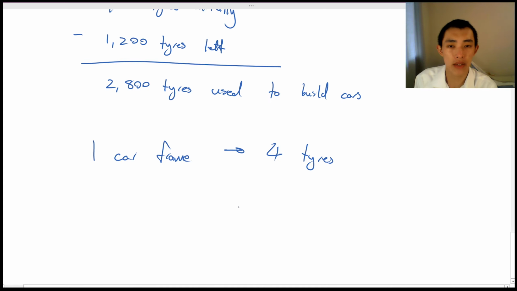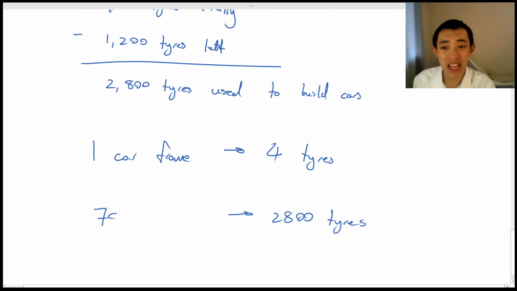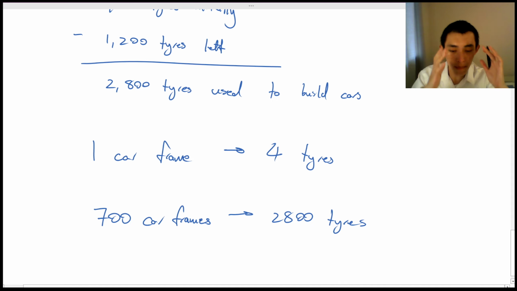So that means that if I wanted to use 2,800 tires, I will simply divide 2,800 by 4. I'll get 700 car frames, right? So that basically tells me that there must have been 700 car frames from that alien box.